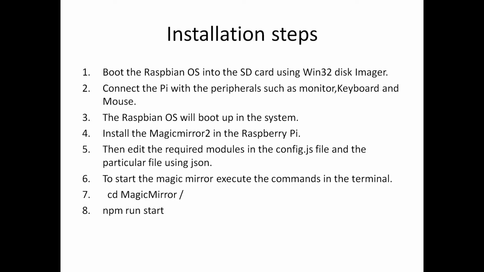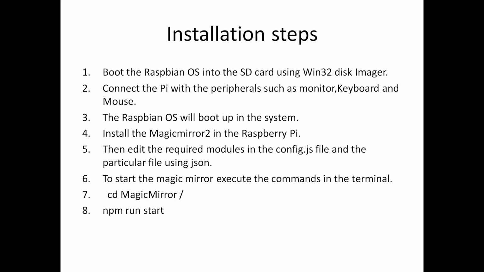So these are the installation steps. Initially you have to write the Raspbian OS onto the SD card using any imager app like Win32 Disk Imager or Raspberry Pi Imager app. Then connect the peripherals, the monitor, keyboard and mouse, so that you can work with it. Once you give the power supply, your OS will be booting into the system. Then you have to install Magic Mirror 2 inside this Raspberry Pi.